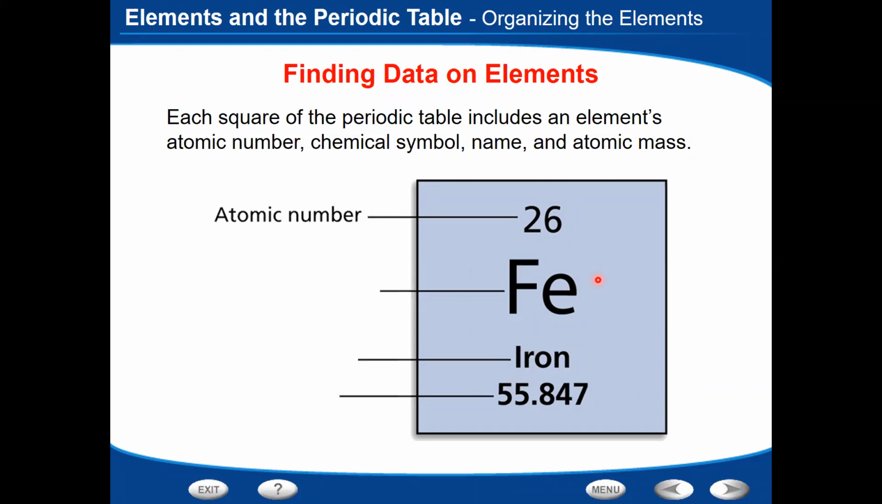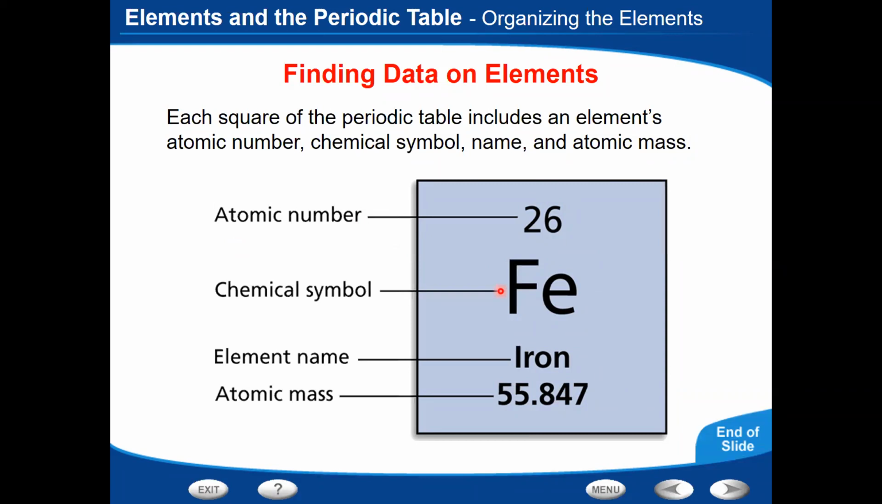Iron, Fe. This is a chemical symbol, and the name, the scientific name, is iron. And this average number is atomic mass. So what are the four main pieces of information that you will know about the element from the periodic table? Atomic number, chemical symbol, element name, iron, and atomic mass, the average mass of all isotopes. This is the main information that you will know from the block or the square in the periodic table.